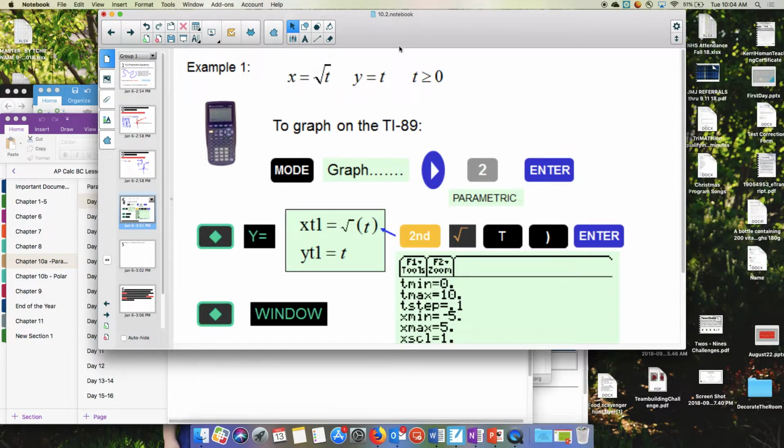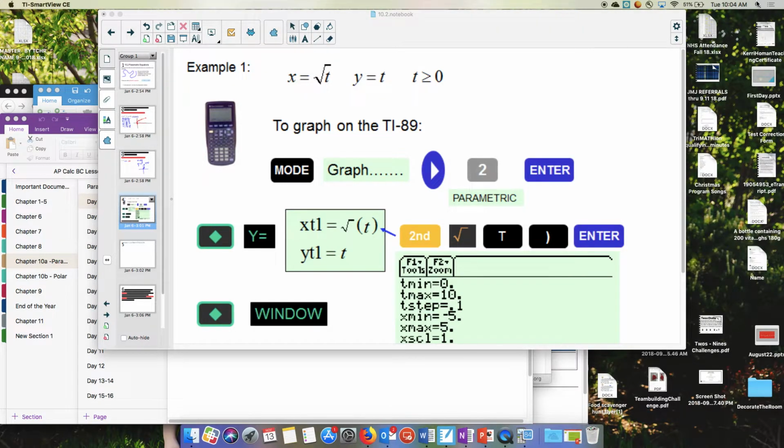We need the following groups to go to the gym for group photos: mock trial, National Honor Society, quiz bowl, and robotics. Again, that's mock trial, National Honor Society, quiz bowl, and robotics.